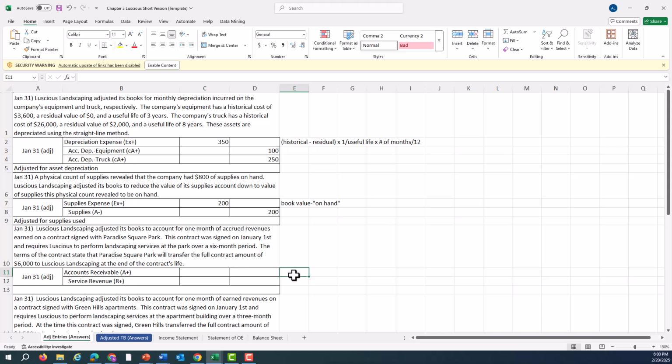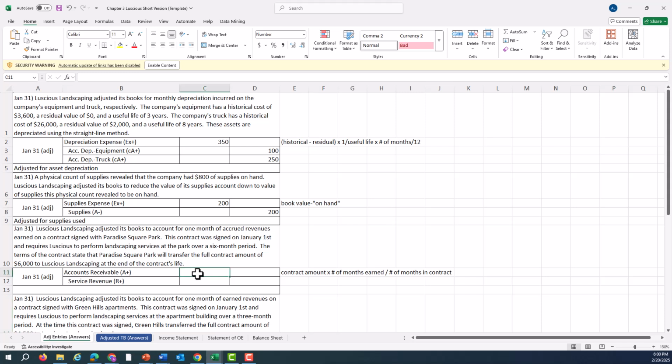Let's recognize this kind of in a straight line as well. It's the easiest way to do it. Take your contract amount and multiply it by the number of months that you've earned over the number of months in the contract. And do a little math right here.